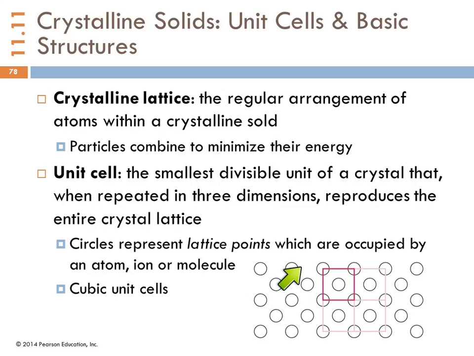So when we look at a structure like this, we look for a unit cell. And a unit cell is the smallest unit of a crystal that when you repeat it in 3 dimensions produces the entire crystal lattice. So if we look at this purple square here, if we take this square and repeat it over and over and over again, we will get the crystal lattice. And which one is the correct unit cell is not always obvious.